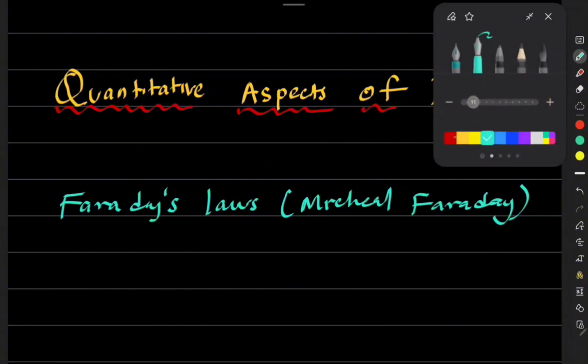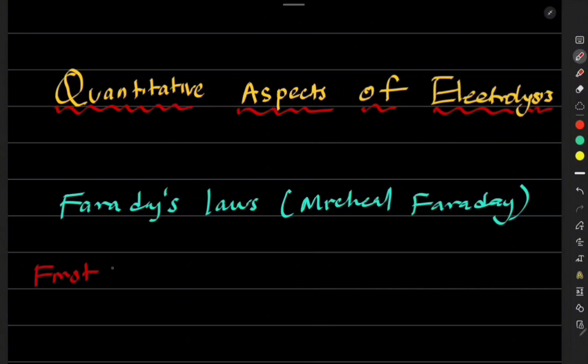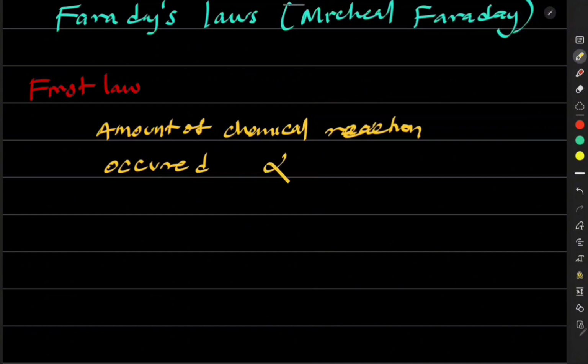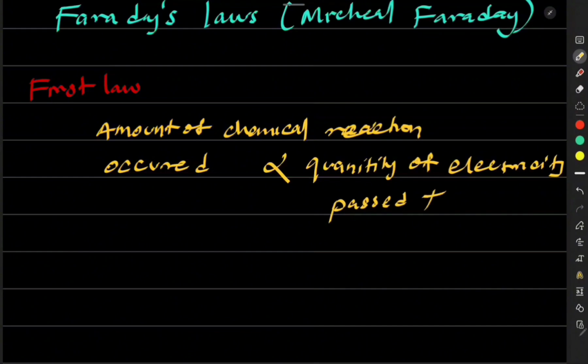Let's write it down in simple terms. First law: the amount of chemical reaction occurred is directly proportional to the quantity of electricity passed through the electrolyte.